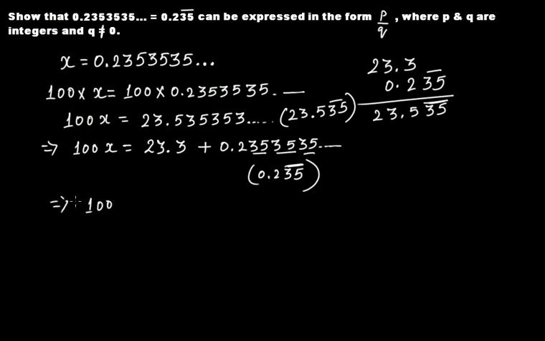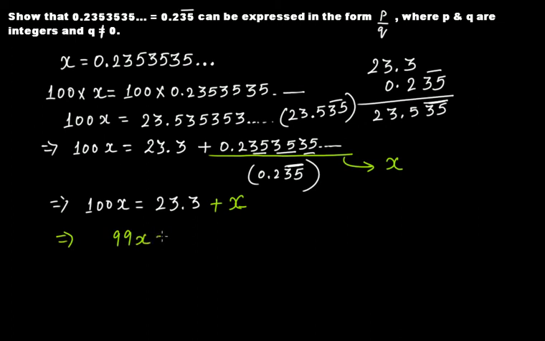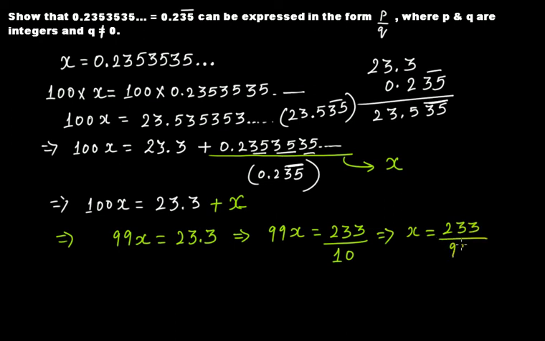So this is actually 100x is equal to 23.3, and we have assumed this number 0.2353535 to be x. Can you see here? So plus x. So from here you get 99x is equal to 23.3. This 23.3 can be written as 99x is equal to 233 divided by 10, and this can be written as x is equal to 233 divided by 990.